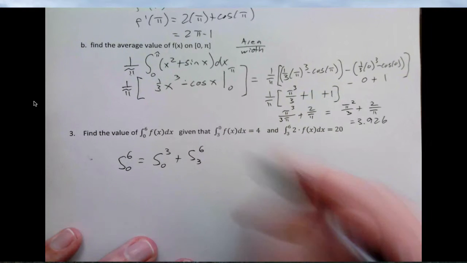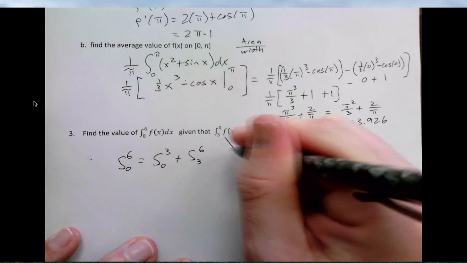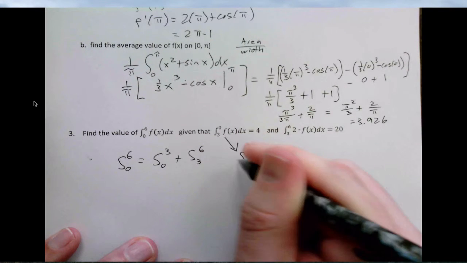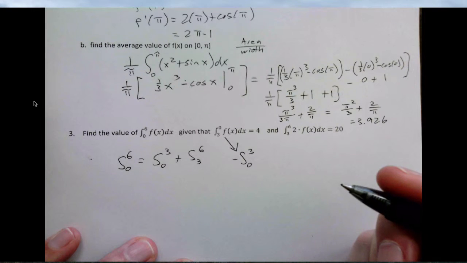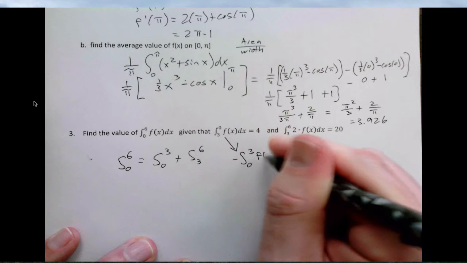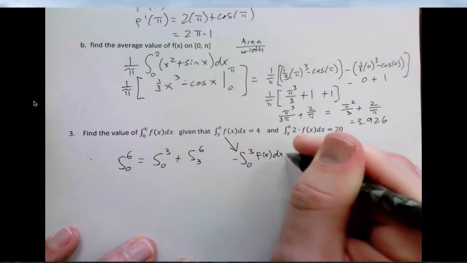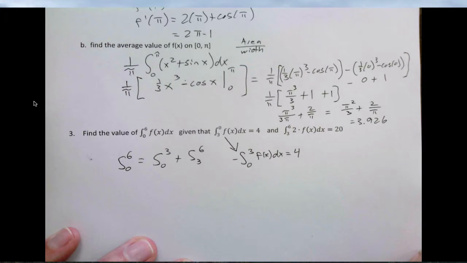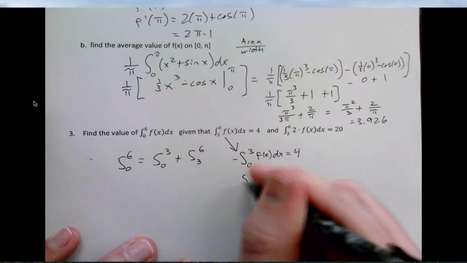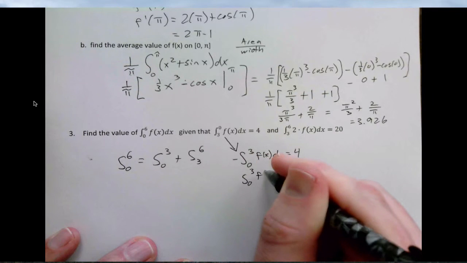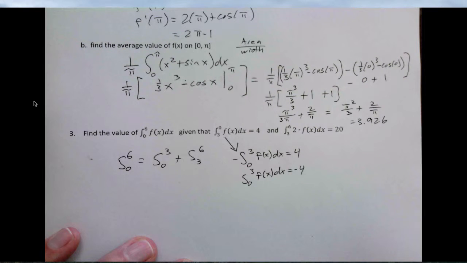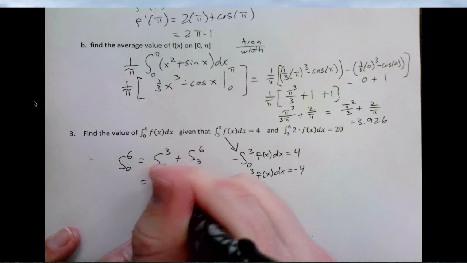Okay, so this piece right here is in the wrong order. If I choose to reverse the limits of integration to 0 to 3, I have to put a negative out front. Okay, so what that does, f of x dx equals 4. And because I want exactly the integral from 0 to 3, I'm going to move that negative to the other side by dividing or multiplying by -1. So this piece right here is -4.